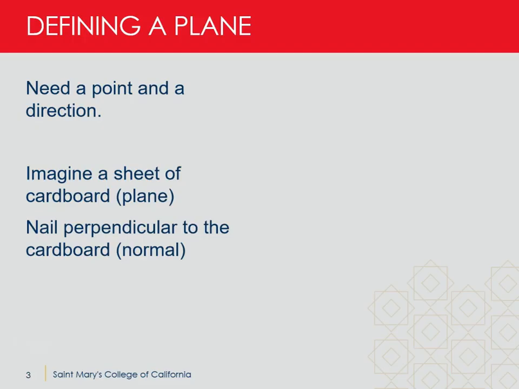And so what we do is we imagine a sheet of paper or cardboard. I guess cardboard makes more sense because it's solid. And that's our plane. And then we imagine a little nail that's perpendicular, just sticking into that piece of cardboard. The direction of that nail, as long as it's perpendicular, uniquely determines the direction of that piece of cardboard, right? And then the point in space determines where it is.